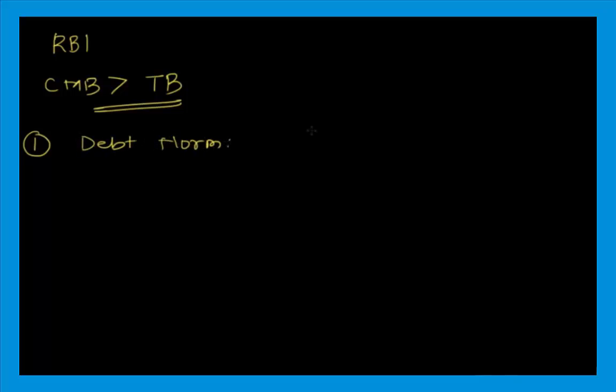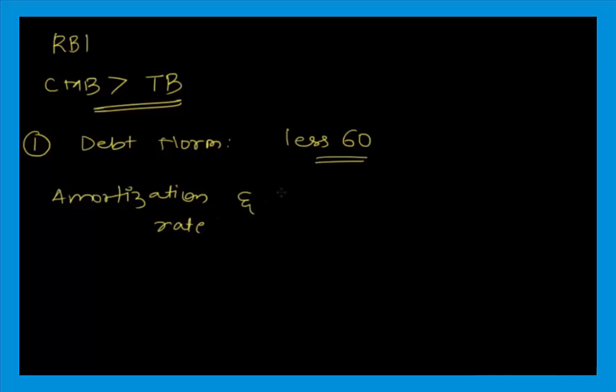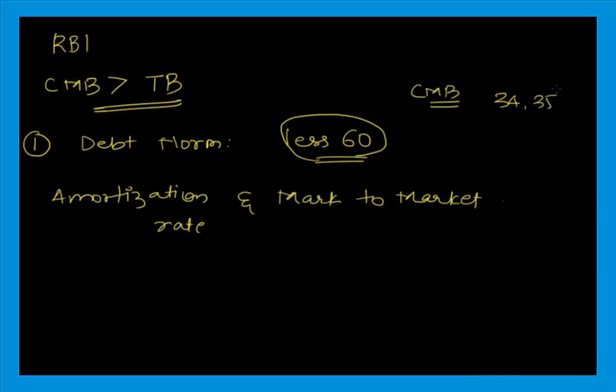any security which is issued for a tenure of less than 60 days, the valuation of that particular security is done as per amortization rates and not mark to market. Now what does this mean? So say for example, there is a mutual fund who is investing in a security which matures in less than 60 days, which is the cash management bill issued for 34 and 35 days.